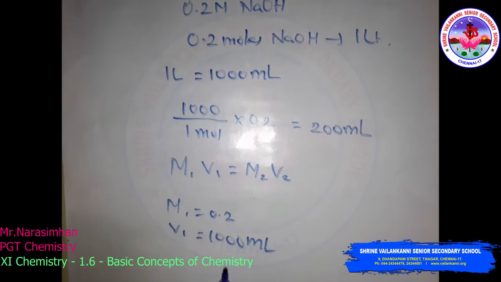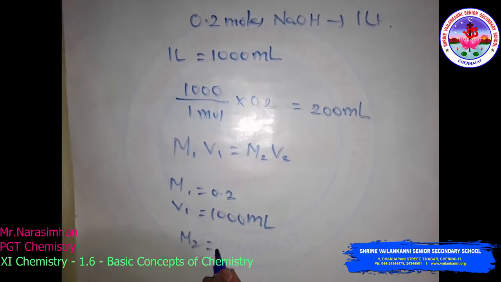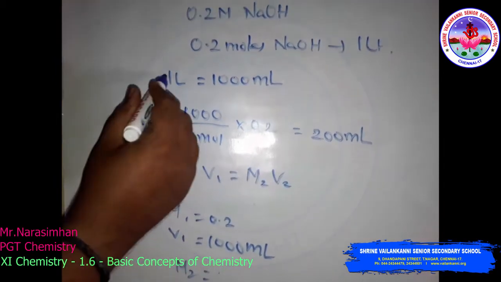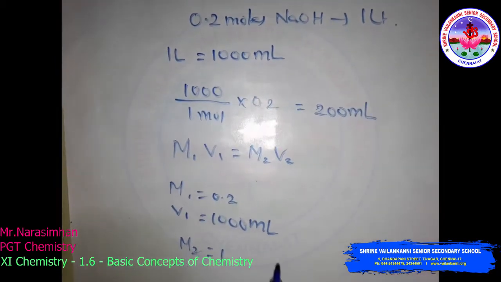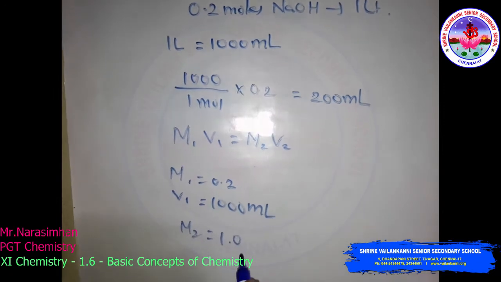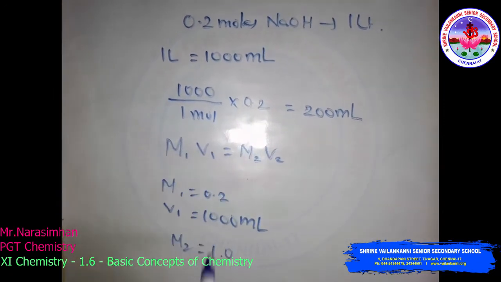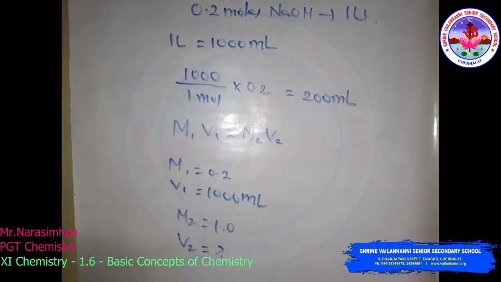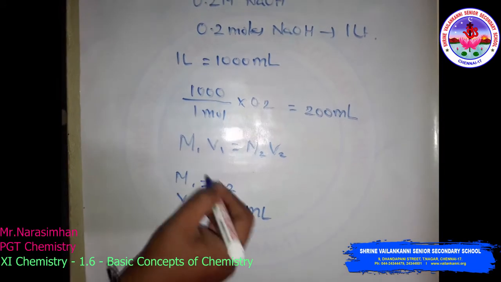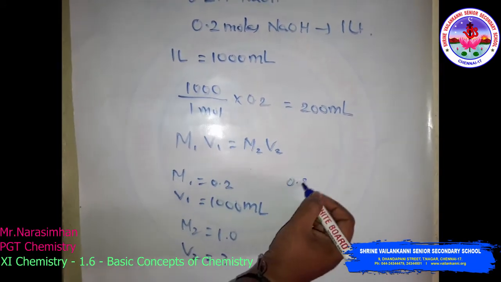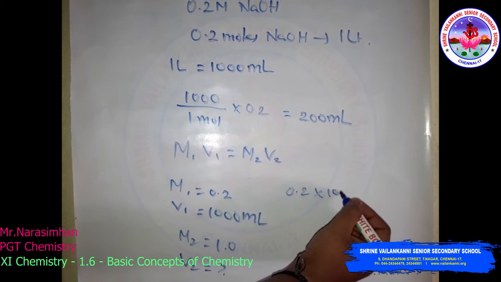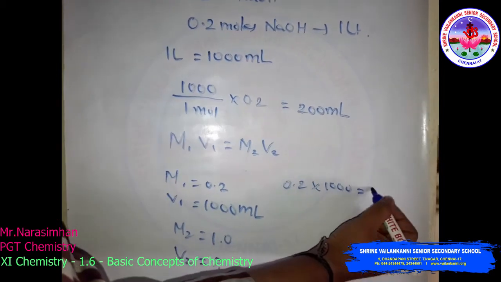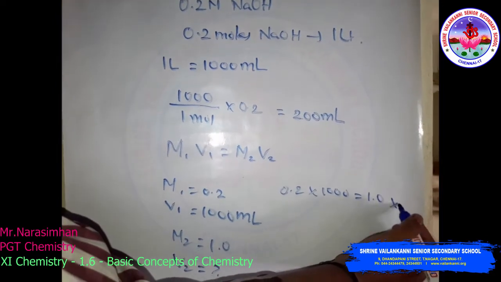Then M2 is 1.0, that is the molar concentration, 1 mole, that is why we are using 1 molar concentration. Then V2 we have to calculate. So substituting these values, M1 is 0.2 into V1, which is 1000, equals M2, 1.0 molar, and the V2 we have to calculate.